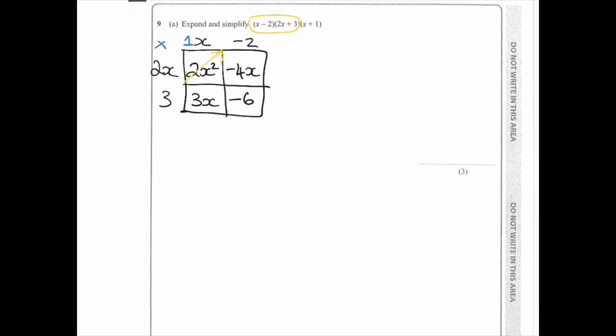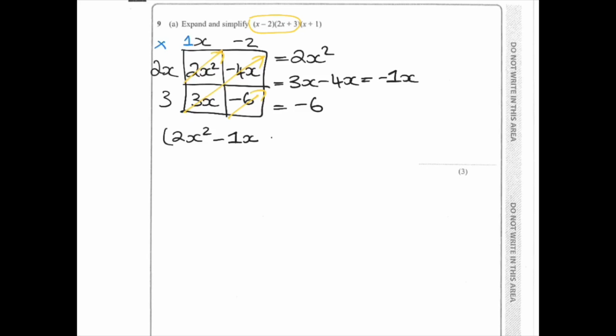Working on the diagonals, first diagonal you've got is 2x squared. Second diagonal, remember, write the positive number first. So I'm going to write 3x minus 4x. So that's giving me a minus 1x. And the last diagonal, minus 6. Putting that together, that gives you 2x squared minus 1x minus 6. And then I'm bringing this bracket down, x plus 1. Let's build the grid.